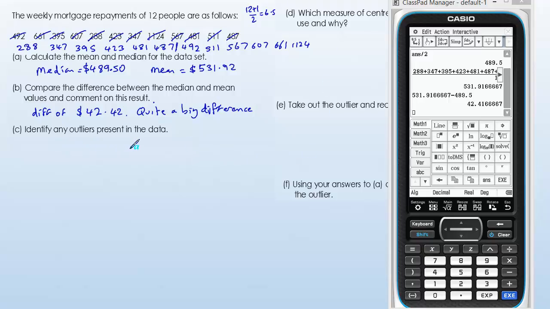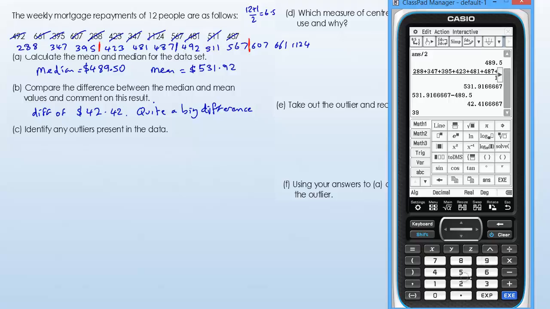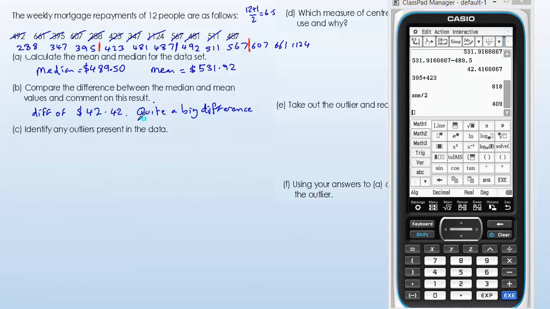We want to identify any outliers present. So we need the quartiles. Now if we look at this list, 1, 2, 3, 4, 5, 6, we know that we need to be here for the lower quartile. 1, 2, 3, we need to be in this gap for the upper quartile, so halfway between these values here. So we've got 395 and 423, and then we'll divide that by 2, so 409.